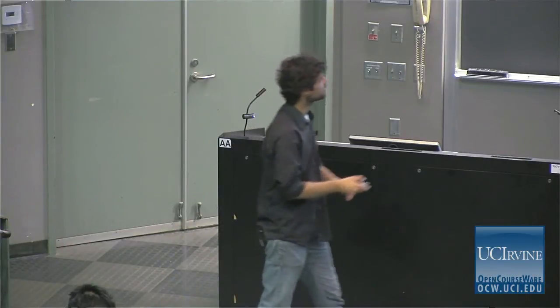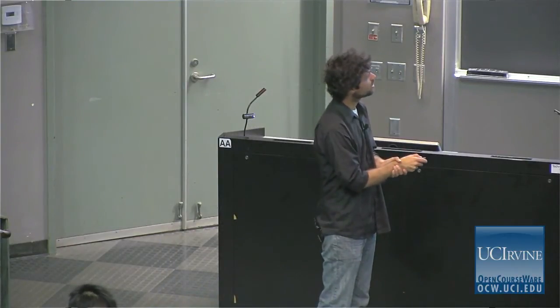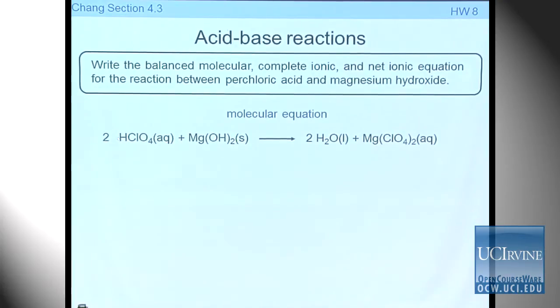And let's check if I do everything right now. 2 oxygens, 4 H's, and 2 perchlorates. This is right. This is balanced. Right? Make sure you balance the equations right, because if you do calculations with the equation that is not balanced correctly, you get very wrong numbers.